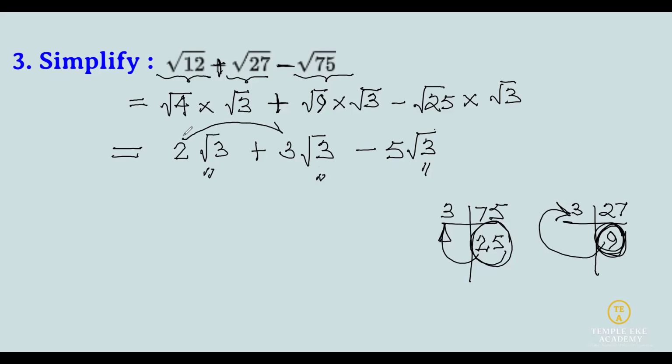So 2 plus 3 gives you 5, and 5 minus 5, that gives us 0. 0 with the attachment of root 3. 0 as coefficient by the side of any surd renders everything as 0. Our final answer. Very simple. Okay, so much for addition and subtraction. So let's take a step further.